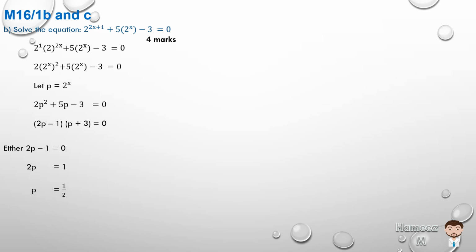And we can substitute for that because we know p is equal to 2 to the power x. So 2 to the power x is equal to a half, which is 2 to the power minus 1. So we can equate the index, so x is equal to minus 1. Or p plus 3 is equal to 0, so p is equal to minus 3, which means 2 to the power x is equal to minus 3. And 2 to any power will not give us a negative, so this is not possible. As such, the only answer is x is equal to minus 1.